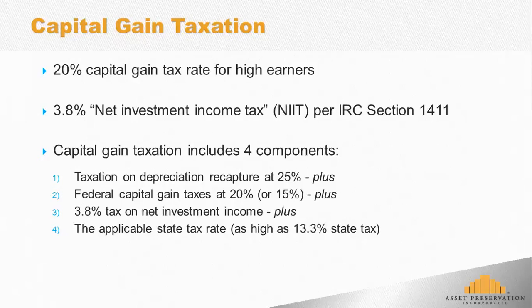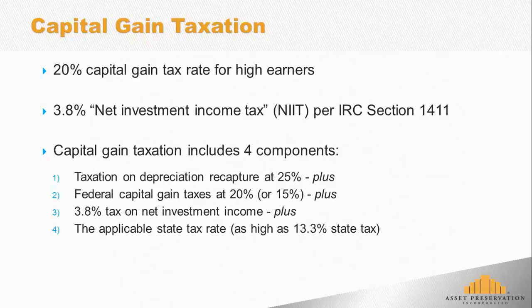So some people are in situations where there's no state tax. There are a number of states like that: Florida, Texas, Wyoming, and a handful of others. But most taxpayers are also going to have to add in the applicable state tax rate. And as you'll note on the screen, this can be a big factor. State taxes can go as high as 13.3%. That's the maximum tax rate in the state of California. You would have to look at your state tax rate to determine what would apply to your particular situation.